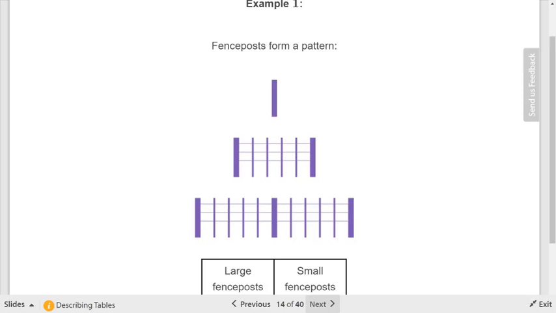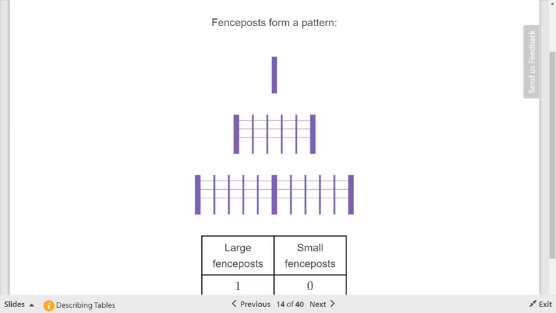At the first one, how many fence posts do I have? Just one fence post, and it's a large one. So one large fence post, but how many small ones? Zero. So that gives me one large fence post with 0 small ones.